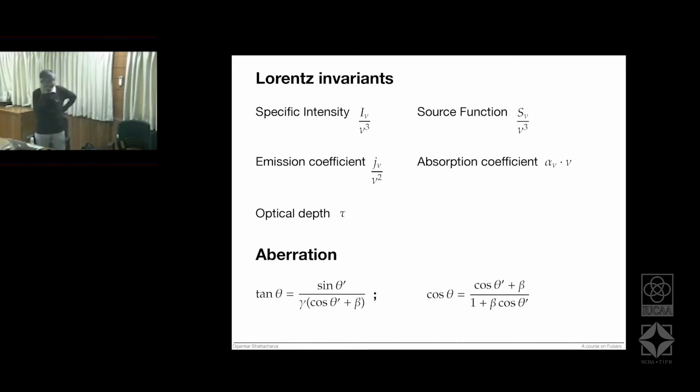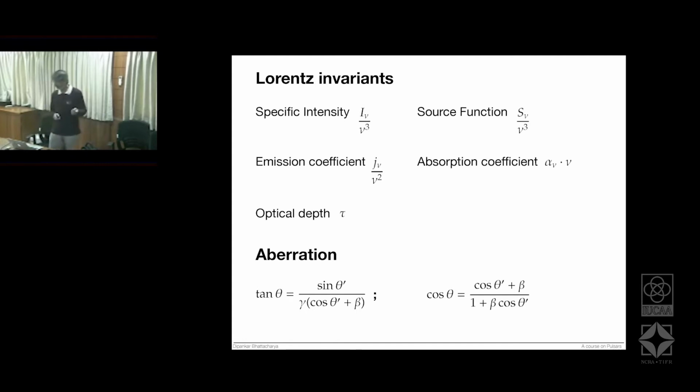Then there are a few other things which we need to remember, and some of the transformations you can derive from Lorentz invariance. So some quantities are Lorentz invariant. Using that, if you know one of the quantities, you can derive the transformation of the other quantities. Starting with, for example, specific intensity.